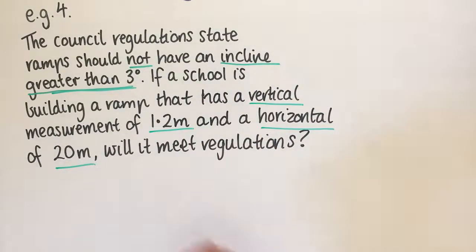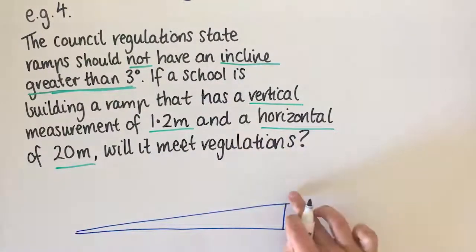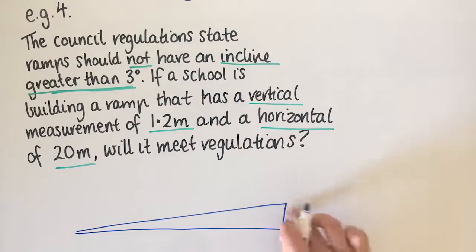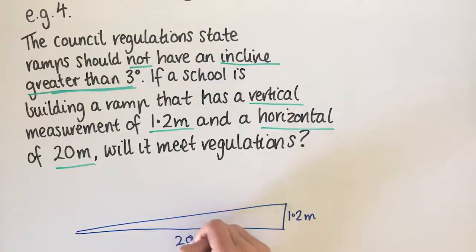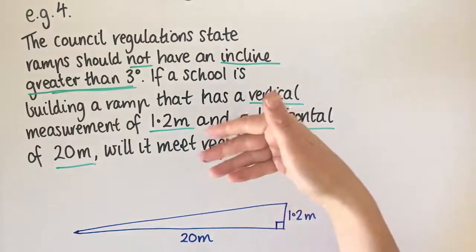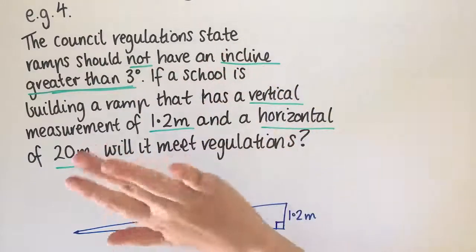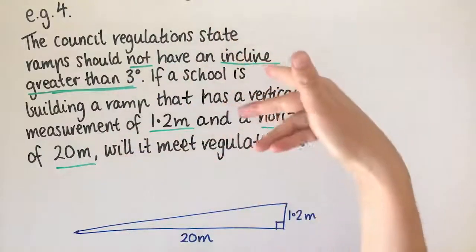So now I need to draw a picture. So it's going to look something like this. It's going to be really long and not very high because this measurement here, the vertical, is 1.2 metres and the horizontal, we are told, is 20 metres. Oh, that looks terrible. The horizontal is 20 metres, okay? So what we need to find is whether the incline is 3 degrees or under, it's okay. If it's anything over 3 degrees, even 0.00001, then it's too much, okay?